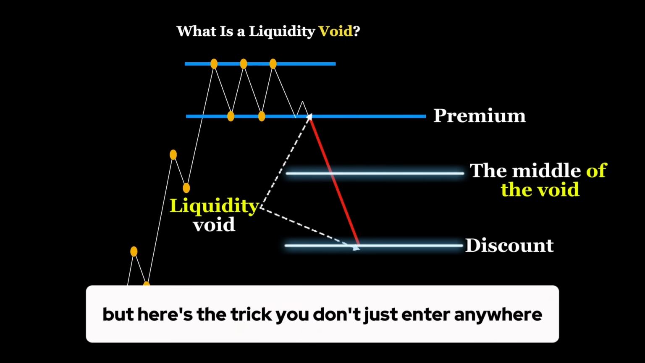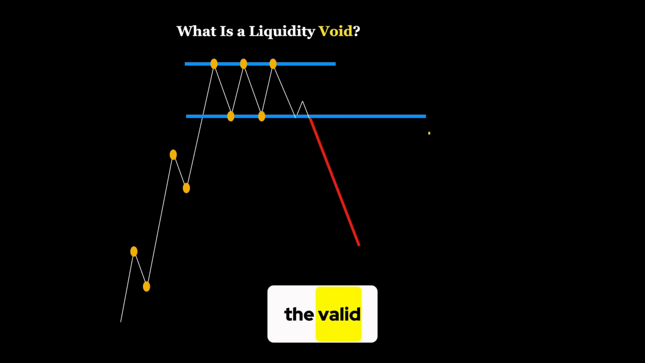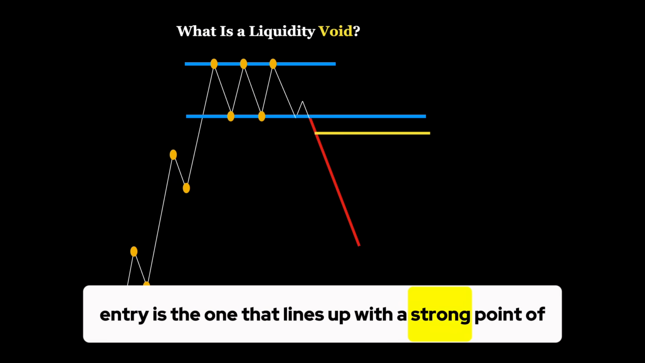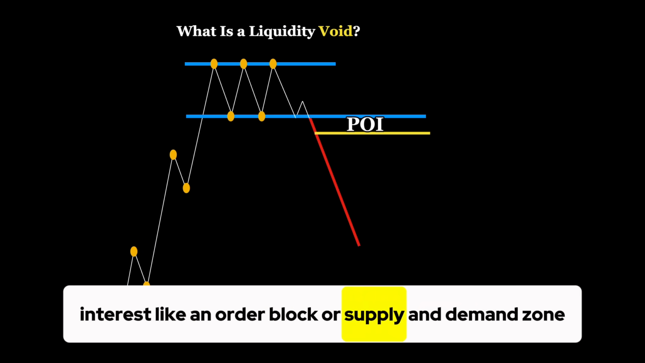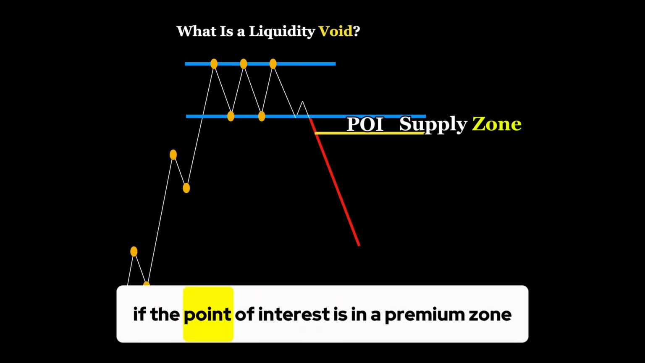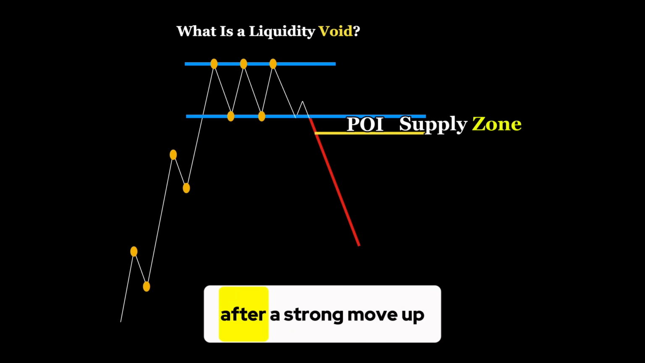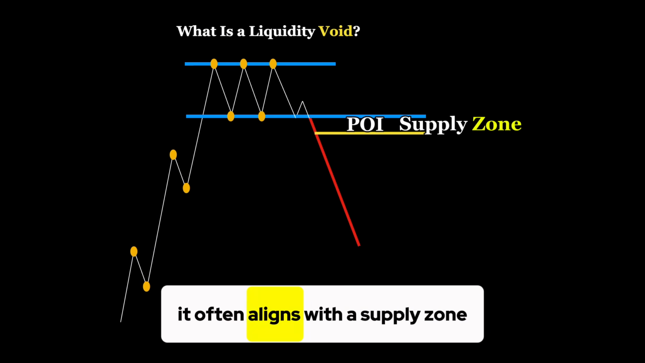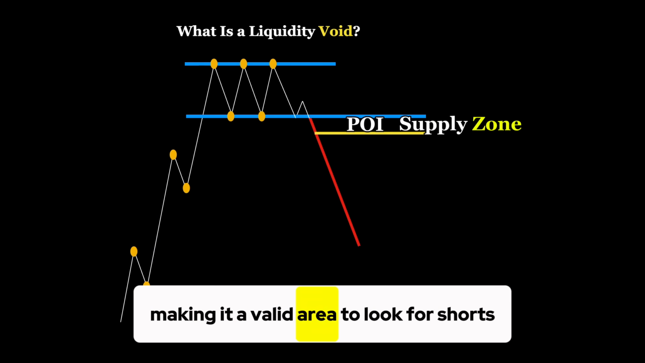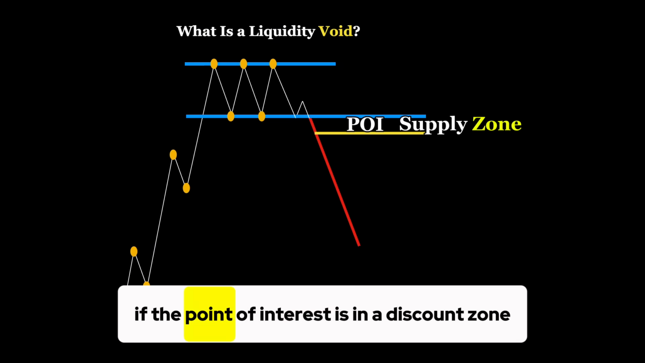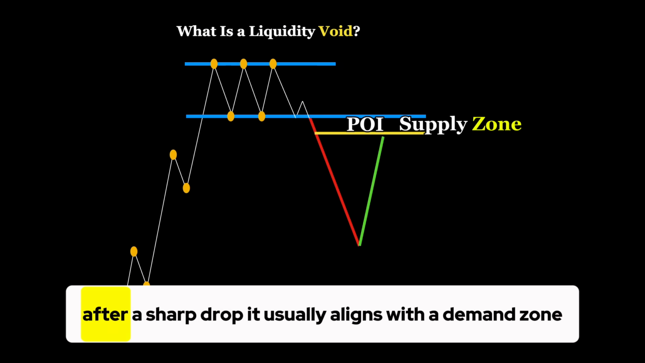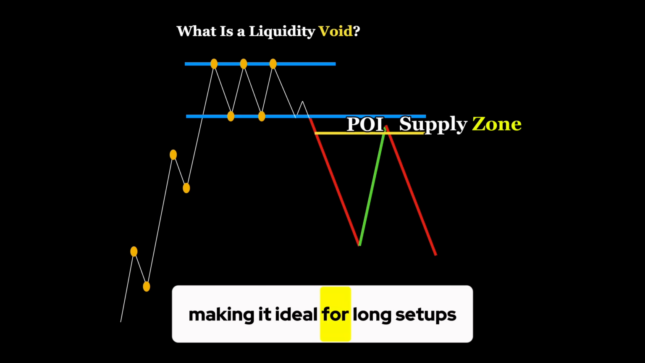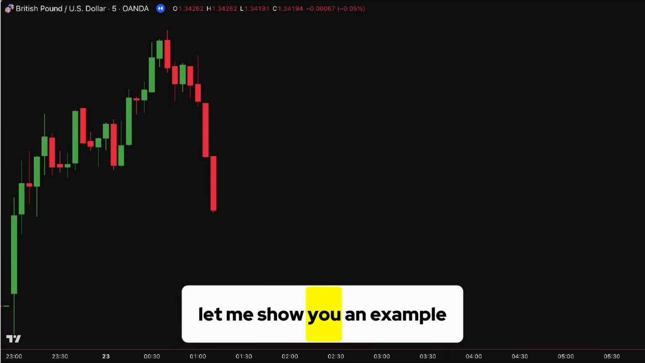But here's the trick. You don't just enter anywhere. The valid entry is the one that lines up with a strong point of interest, like an order block or supply and demand zone. If the point of interest is in a premium zone after a strong move up, it often aligns with a supply zone, making it a valid area to look for shorts. If the point of interest is in a discount zone after a sharp drop, it usually aligns with a demand zone, making it ideal for long setups. Let me show you an example.